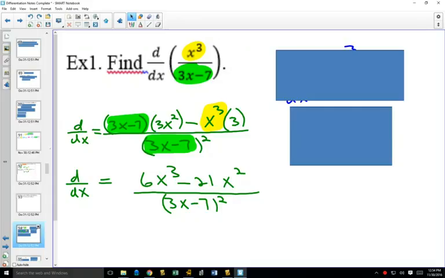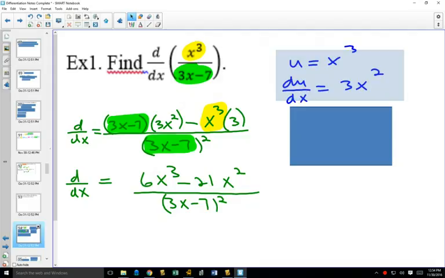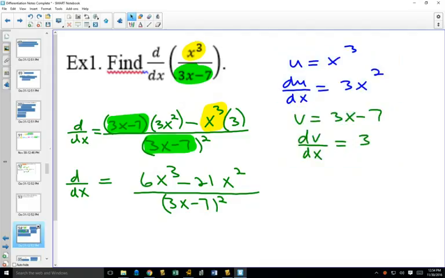Now again, if you had wanted to, you could have separated your two functions. Here we have our top function and the derivative of our top function, our bottom function and the derivative of our bottom function, if that helps you put things in. But again, usually you can go directly to the answer, just following the formula.